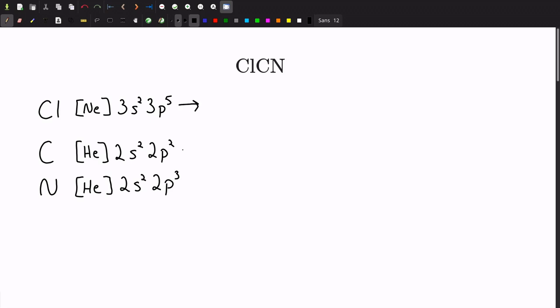We will get the valence electrons for these main group elements by summing the superscripts here. So this is 7 valence electrons. This is 2 plus 2, 4 valence electrons. And this is 2 plus 3, 5 valence electrons.